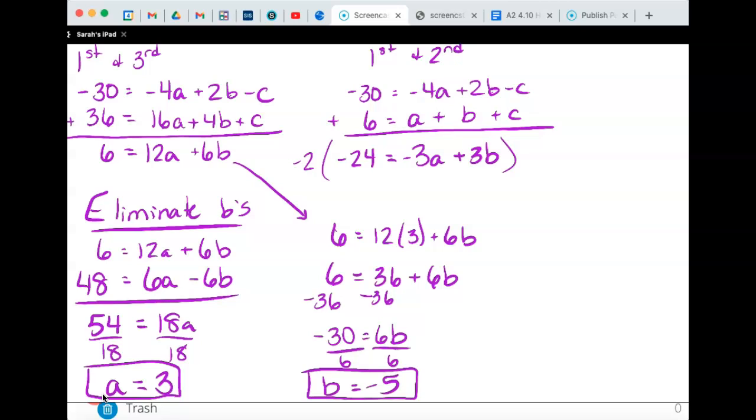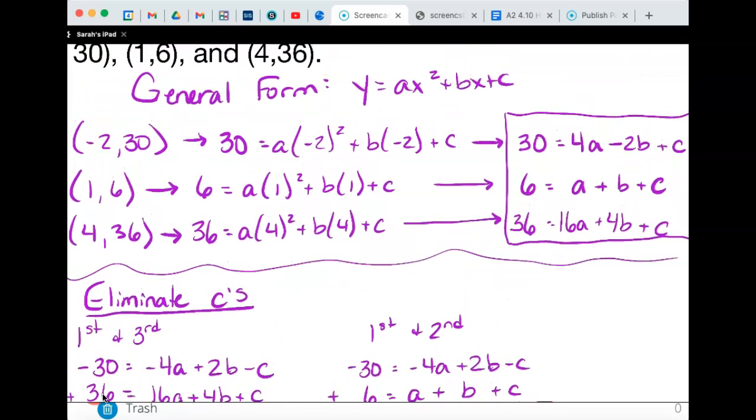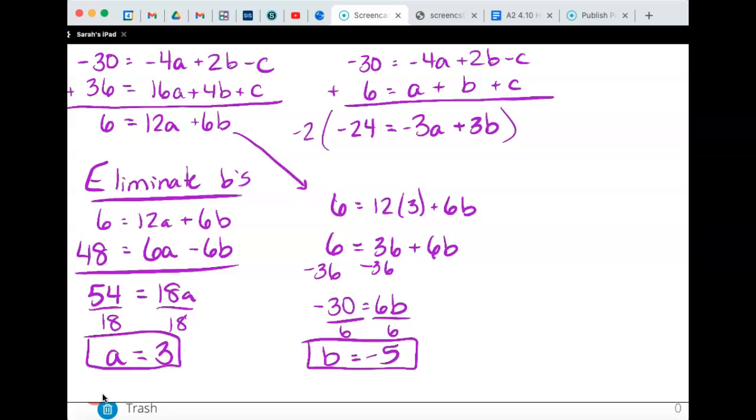So then I could go up to one of these original three. I would probably do the second one, because that looks like the easiest one to substitute a and b into. So we have 6 equals the a value of 3 plus -5 plus c.